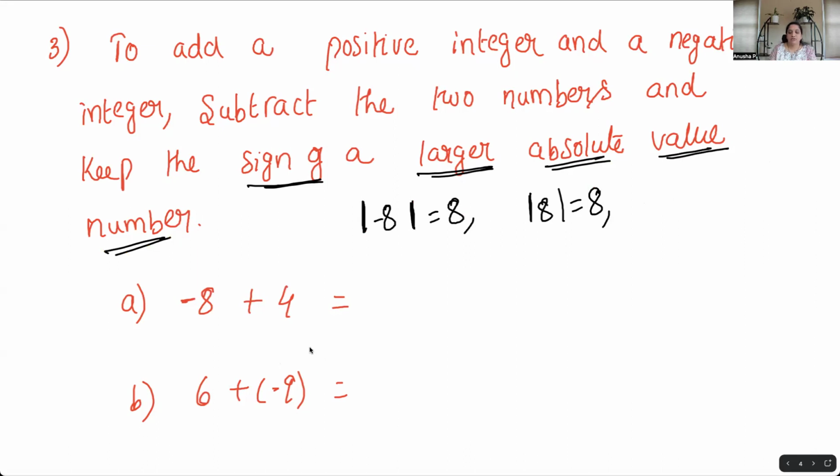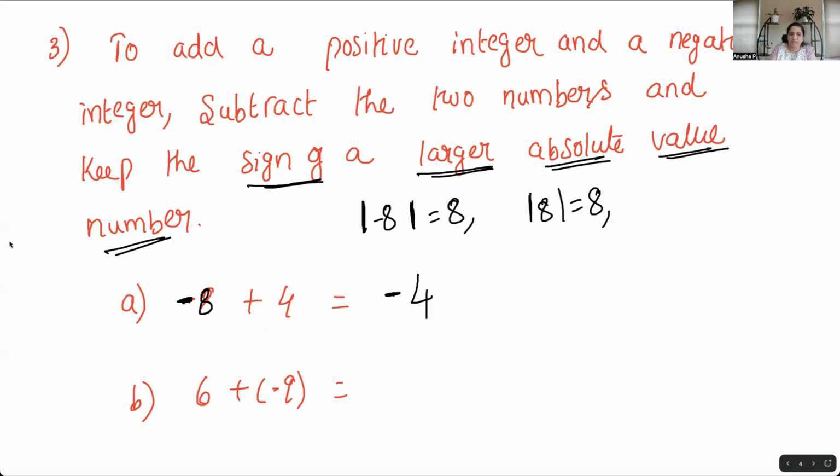So now, to add a positive integer and a negative integer, first do the regular subtraction. In the first example, we have -8 plus 4. Both numbers have opposite signs. Subtract the two numbers: 8 minus 4 is 4. And you keep the sign of the larger absolute value number. The larger absolute value number is 8 and it has a minus sign, so it will become -4.